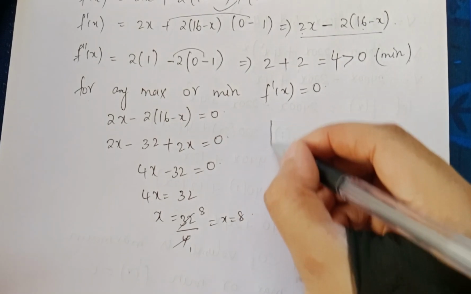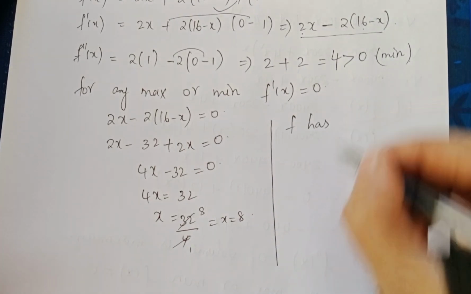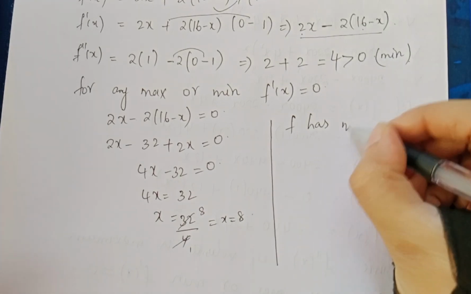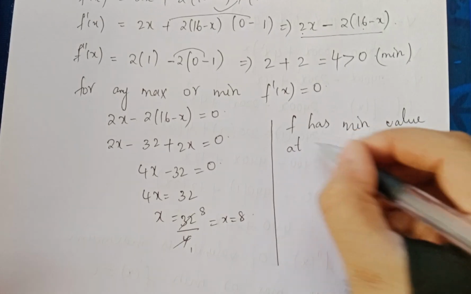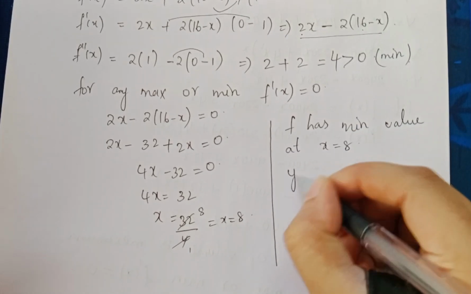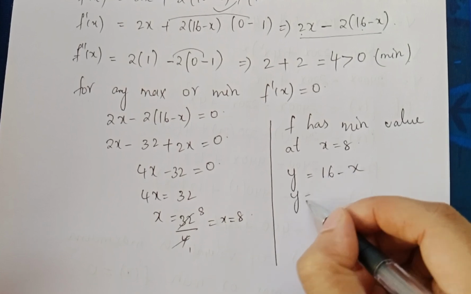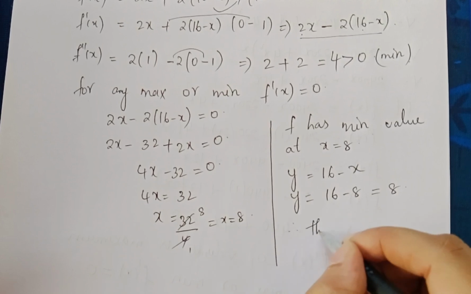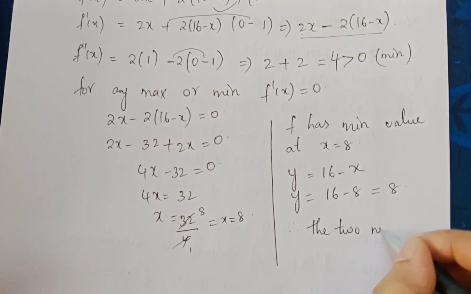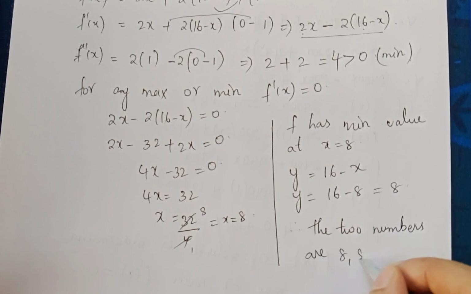So now f has a minimum value at x equals 8. So the value of y we have to find. Our equation is y equals 16 minus x, so y is equal to 16 minus 8, that is equal to 8. Therefore the two numbers are 8 comma 8.